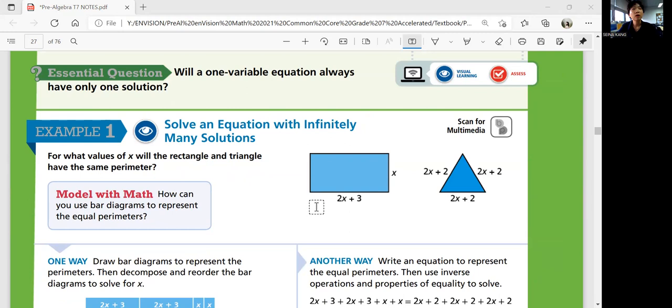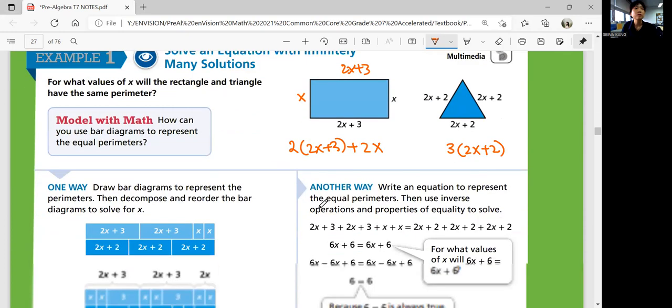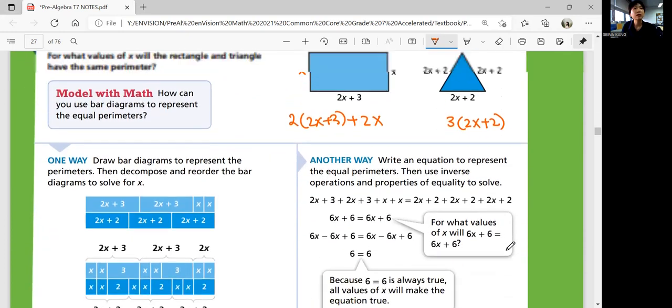Example one, solve an equation with infinitely many solutions. For what values of x will the rectangle and triangle have the same perimeter? So we want to see when they're going to have the same perimeter. Perimeter is the length around their sides. So that's also 2x plus 3, that's also 3. So you can have 2 times 2x plus 3 plus 2 times x for the perimeter of this rectangle. Perimeter of this triangle, you can multiply 3 by each side. And you're going to let them equal each other.